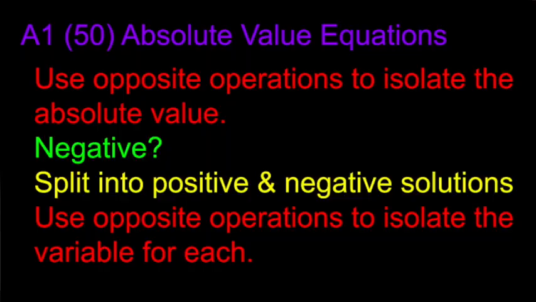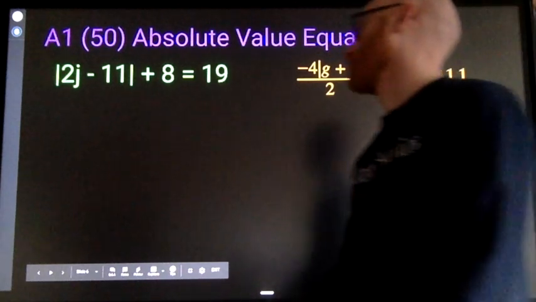All right, so for the most complicated problems you have to do, you're going to follow these steps. Number 1, use opposite operations to isolate the absolute value. We have not seen that yet. Number 2, check for negativity. We looked at that briefly. 3 and 4 we've been doing. Split into a positive and a negative solution, and then use opposite operations to isolate the variable for each of those. So, I'll show you how these first 2 steps look.